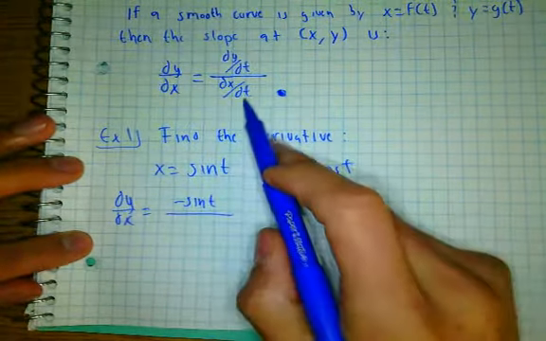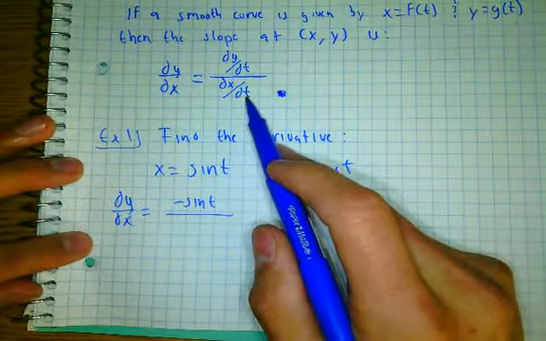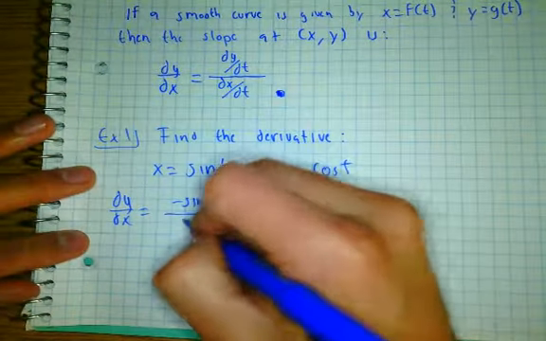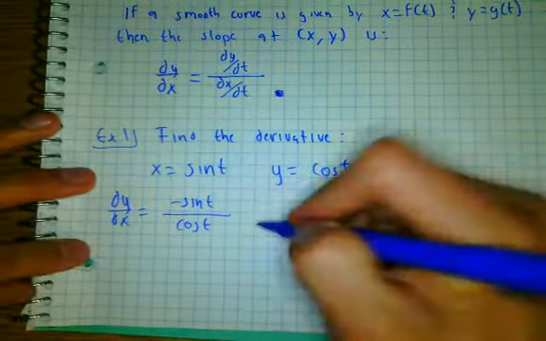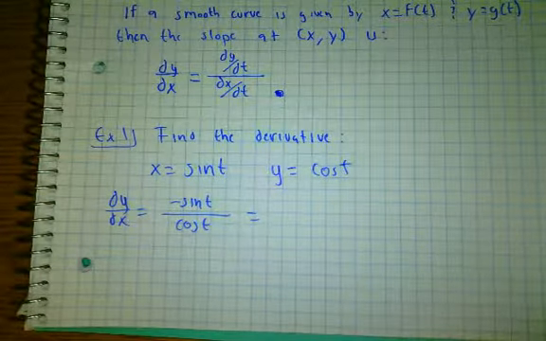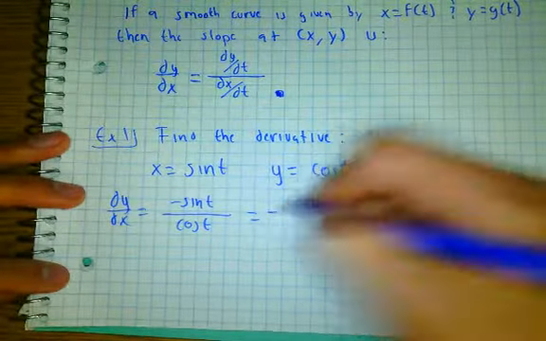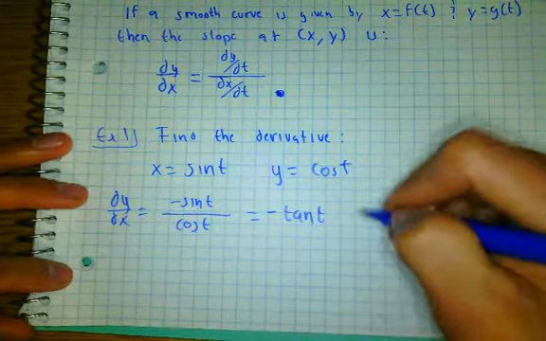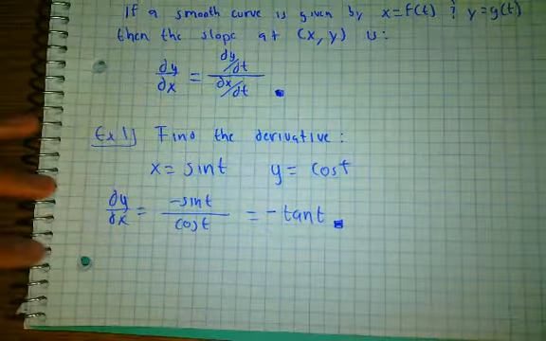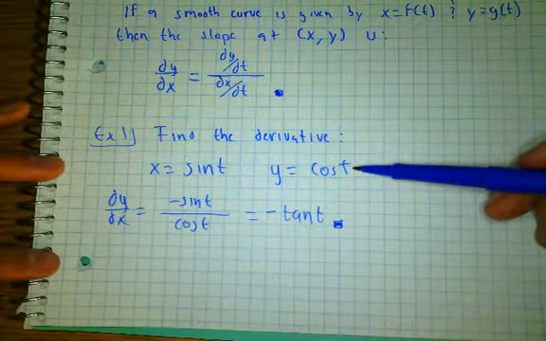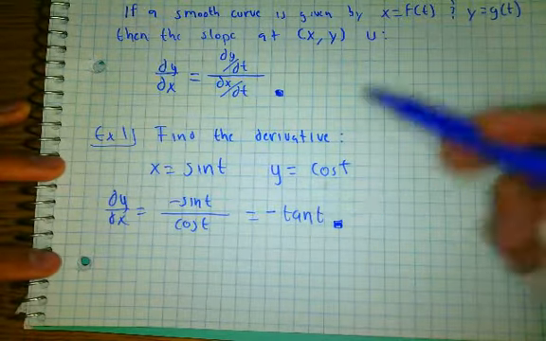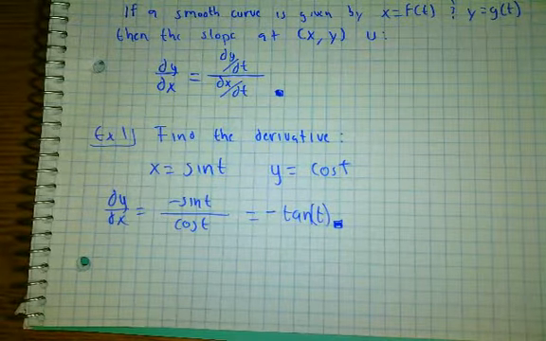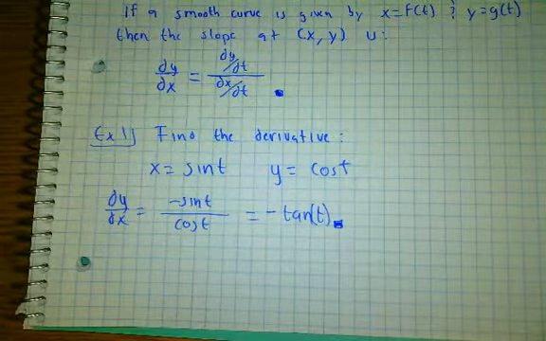And I've got to put that over the derivative of the x function in terms of t. So the derivative of sine t is going to be positive cosine t. Therefore, if I have negative sine t over cosine t, that should simplify to negative tangent of t. So the derivative in terms of x of this set of parametric equations is negative tangent of t. Okay, so it's really not that bad. So I don't want to do a whole bunch of examples. I would much rather you try it on your own on the homework.